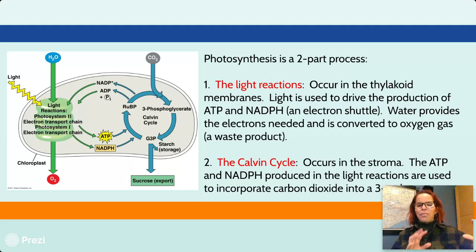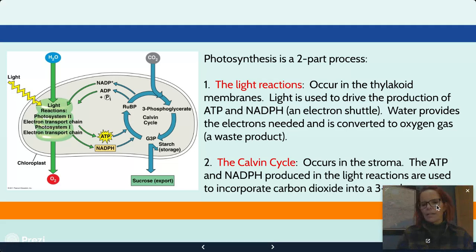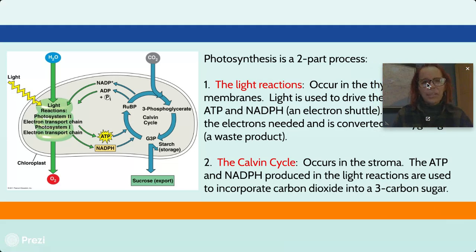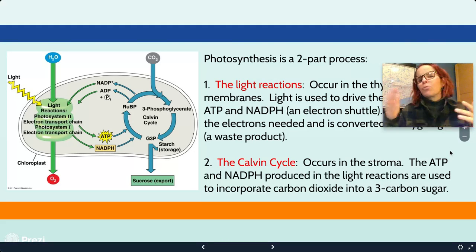produced in the light reactions, and they're used to make a 3-carbon sugar, which then gets put together to make the 6-carbon sugar of glucose or other carbohydrates.